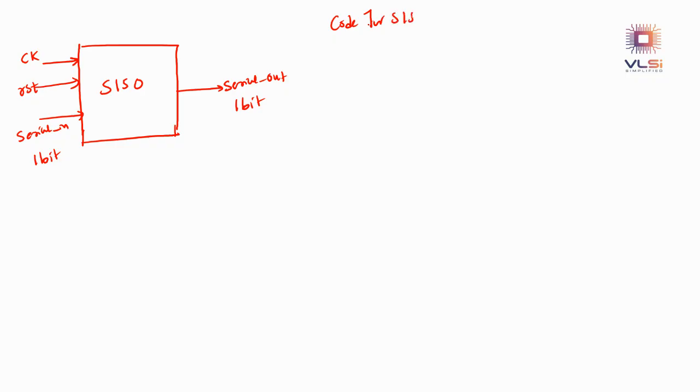So first I will take a module SISO 4 bit. So initialize the inputs. What are the inputs? Input clock, okay, and next reset, serial in, and output is serial out.